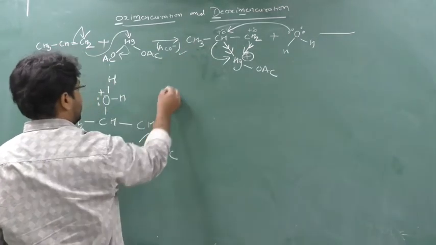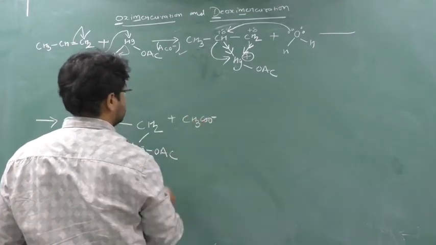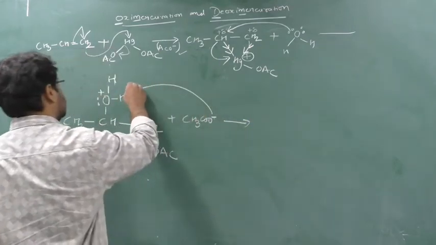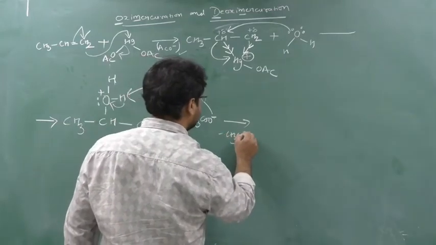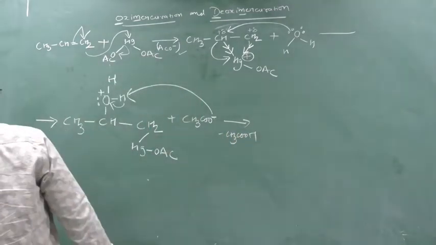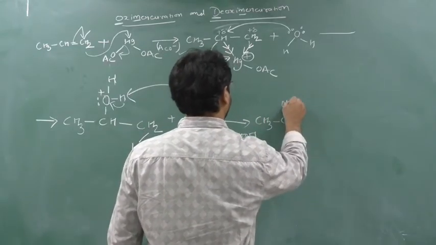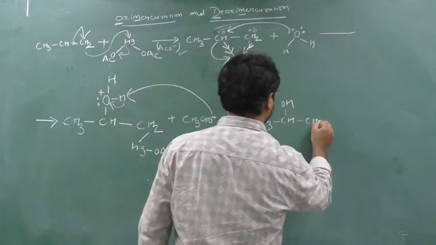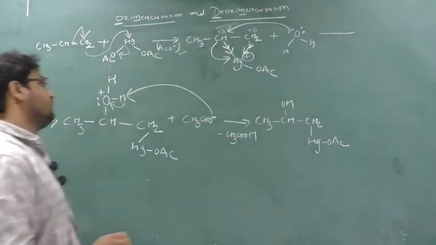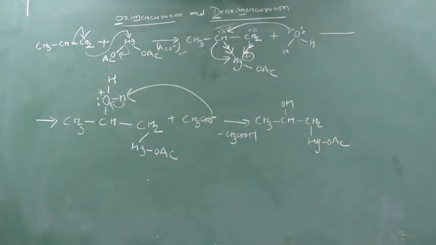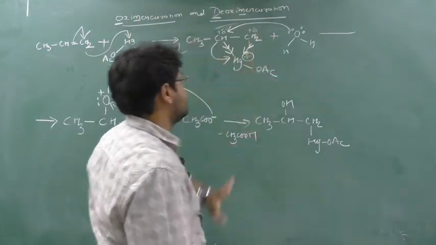This AcO minus, that is CH3COO minus, will react with this H plus and will release this oxygen. So what will it form? It will form CH3COOH, and it will form CH3CHOH CH2HgOAc. Clear? This will be formed. Clear this part? So here we have used HgOAc, and here we have used water. So the first step is over.